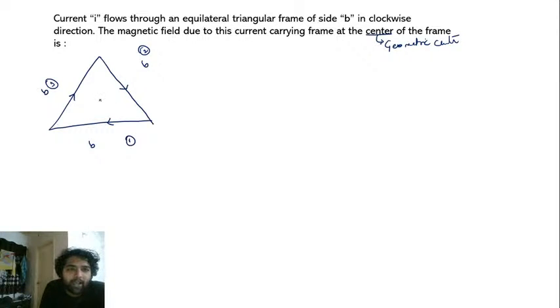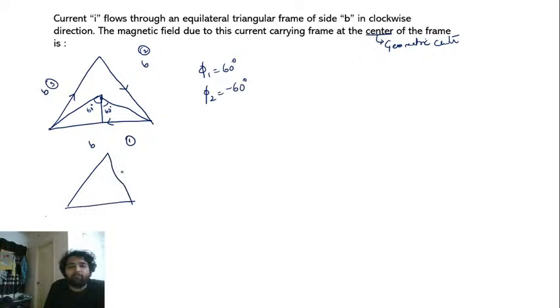And what will be the angle here for each one? You observe this angle will be equal to 120 degrees. If we drop it, this angle becomes 60 degrees. It will be much more comfortable compared to a square because each side will have 60 degrees. Got it? So phi1 will be equal to 60 degrees and phi2 will be equal to minus 60 because this is the reference frame.